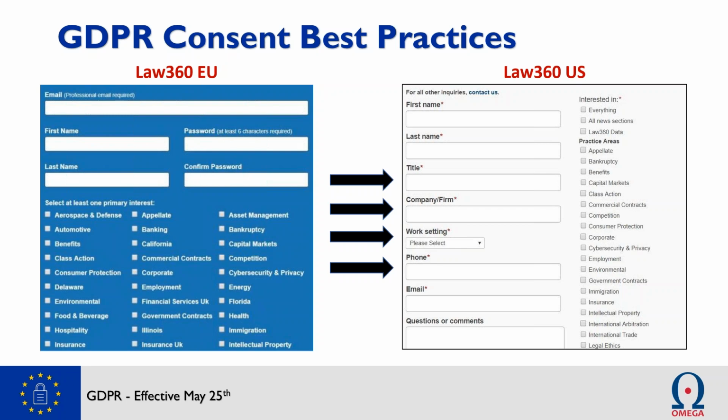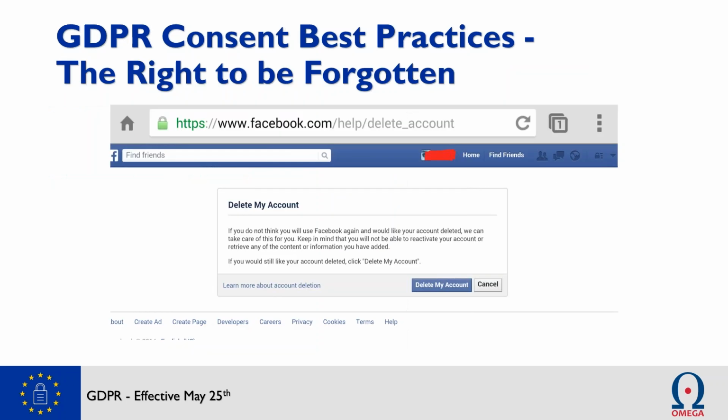Now, the granularity is where you can select which types of newsletters you want to receive, and that's there on both sides. But you can see in the EU version there are a lot fewer fields than there are in the US version. This is an example of the right to be forgotten as it's implemented at Facebook. All you do is you go and click that button, delete my account.